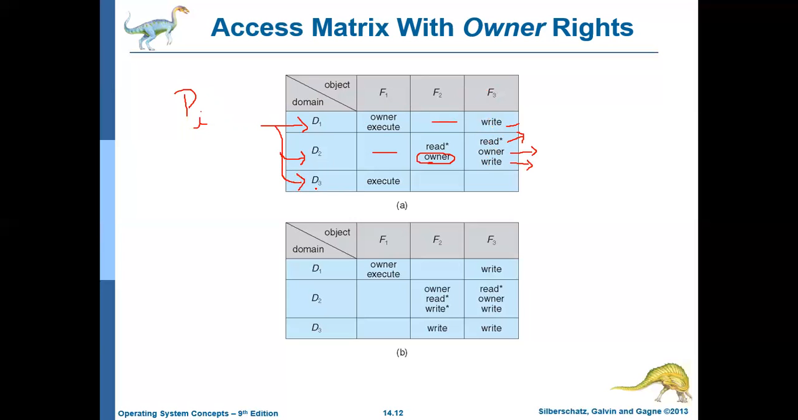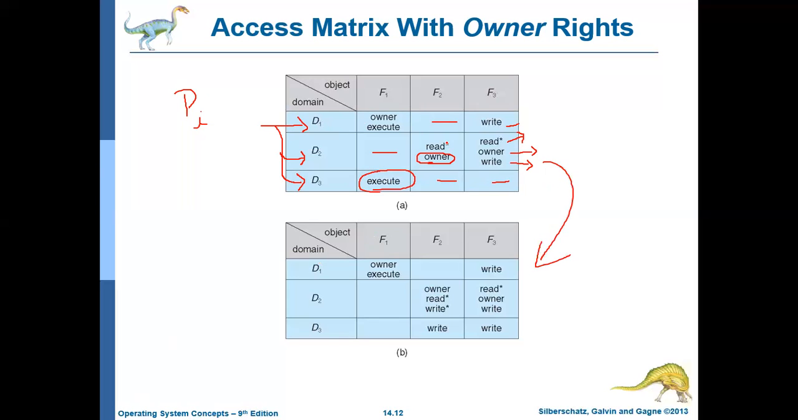Okay. If the process is executing on the domain D3, then it can perform only execute operation on F1. It can't perform any operation on F2, and it can't perform any operation on F3. Okay. Now let us see how this table has become like this.